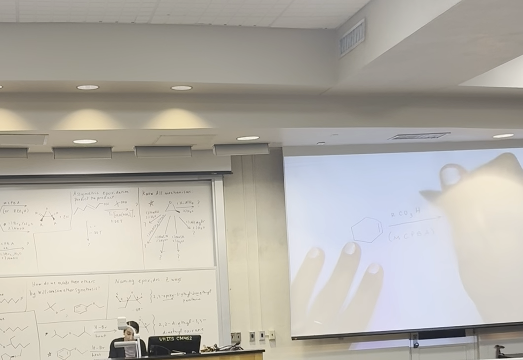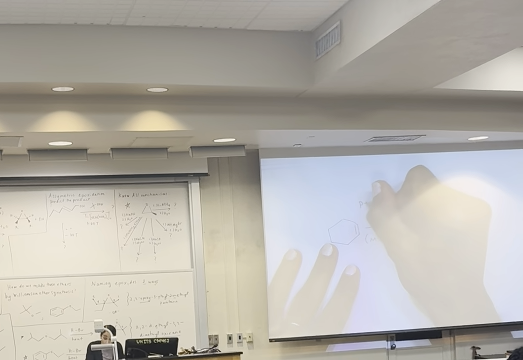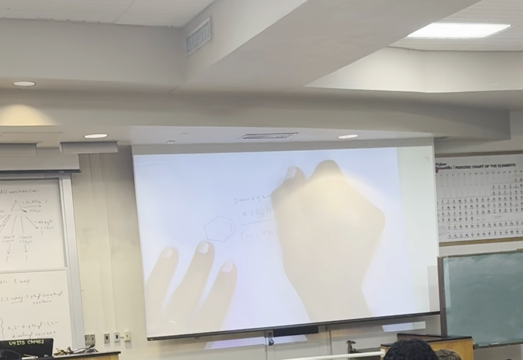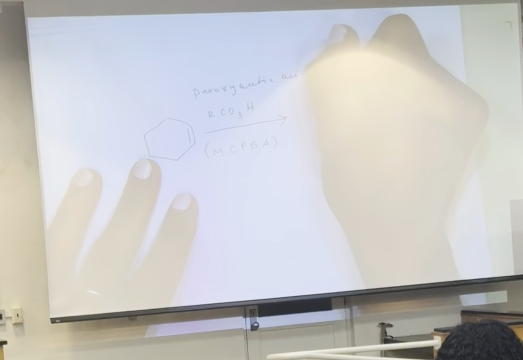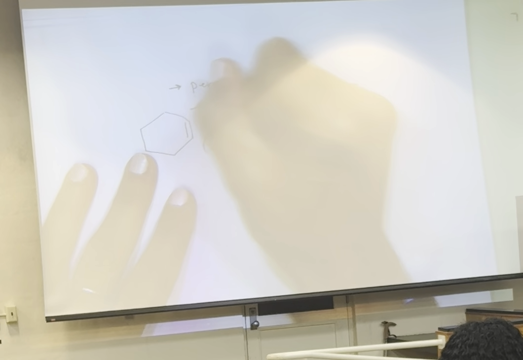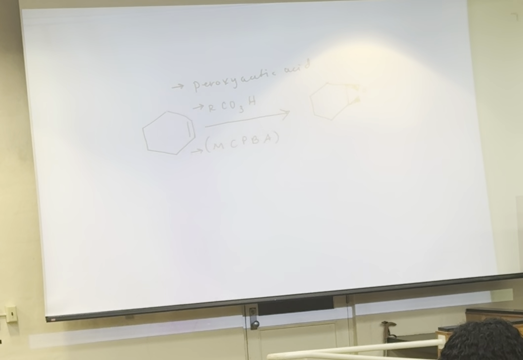In the book, I think they also just write down peroxyacetic acid, okay? So I think the book uses all three of these reagents interchangeably, okay? But it's the same thing. We're going to form an epoxide in place of where the double bond was, okay? Now there is some stuff to worry about, okay?